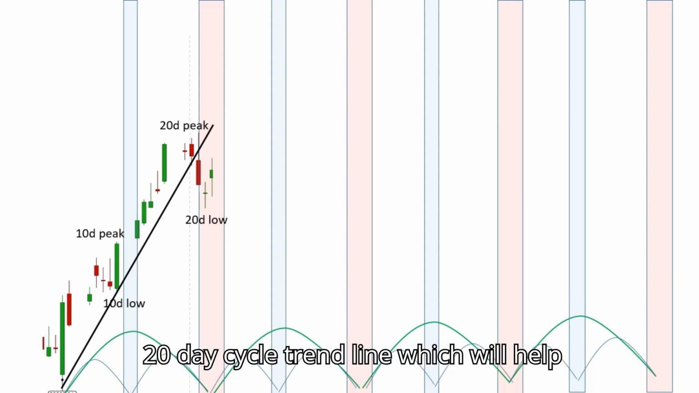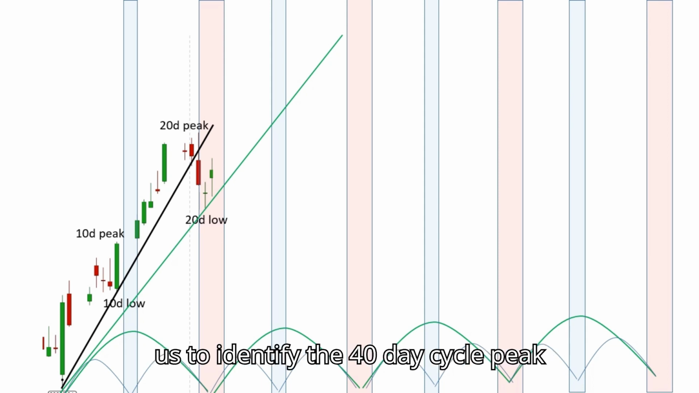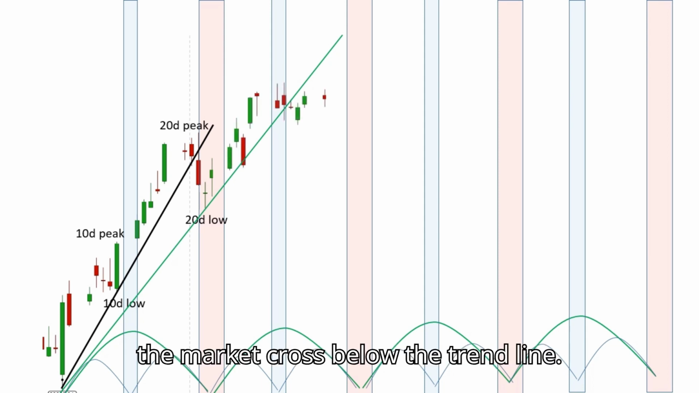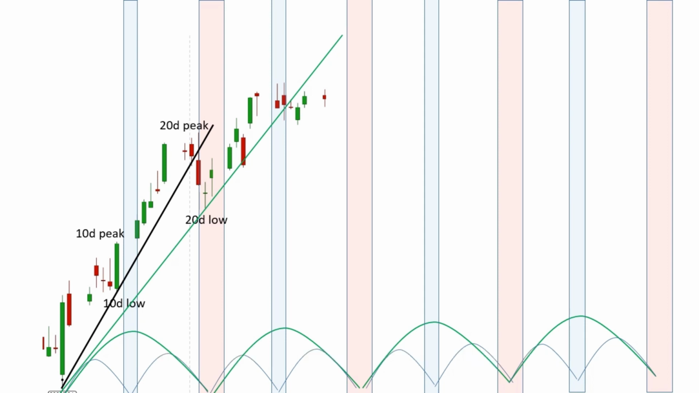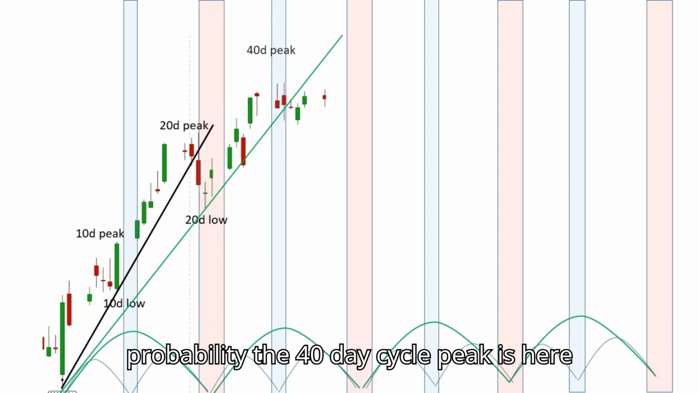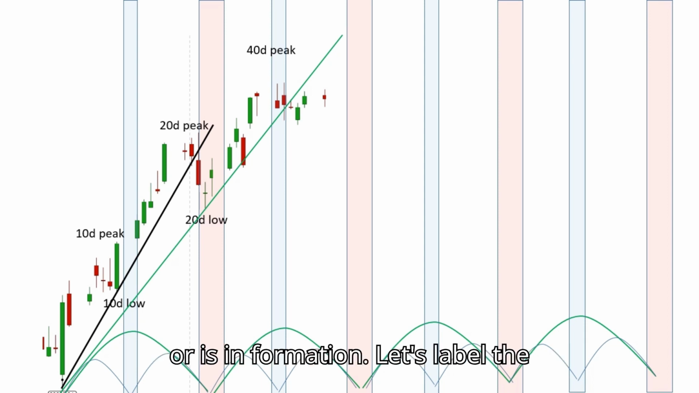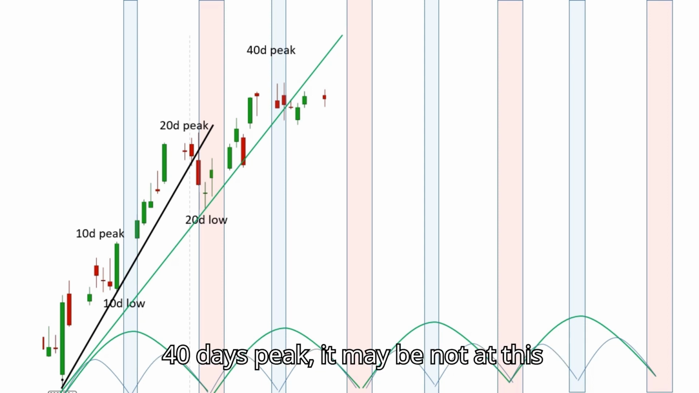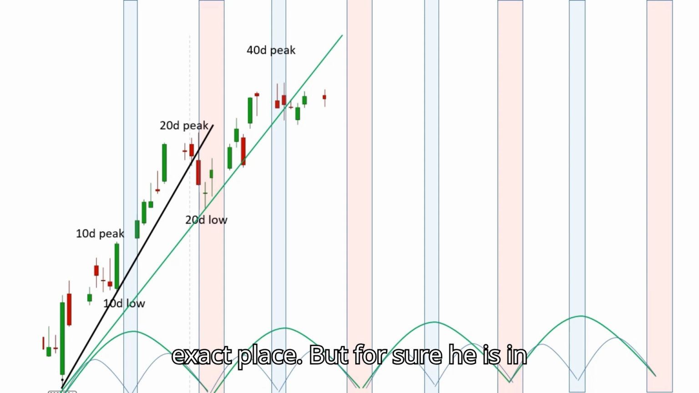Now we can draw the 20-day cycle trend line, which will help us to identify the 40-day cycle peak. The market crossed below the trend line. This tells us there is a very high probability the 40-day cycle peak is here, or is in formation. Let's label the 40 days peak. It may not be at this exact place, but for sure it is in formation.